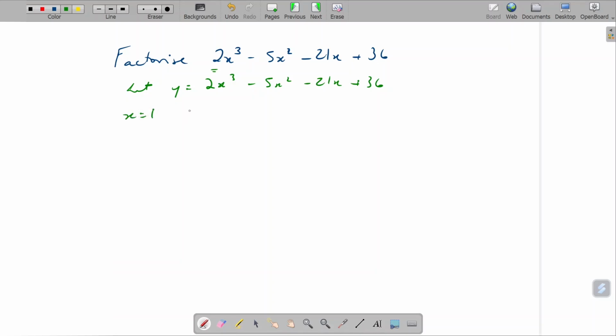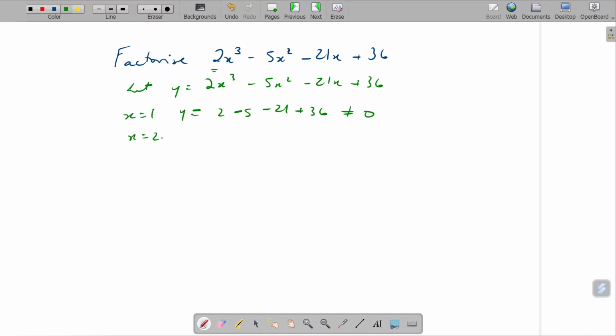Again, I know that we could factorize this thing on the calculator. I know that some of you possess some of the fancier calculators. I'm working on the premise that you don't. So we're going to choose a value to work with, and let's try 1. When we do that, y equals 2 minus 5 minus 21 plus 36. And the key thing here is that this does not equal 0.